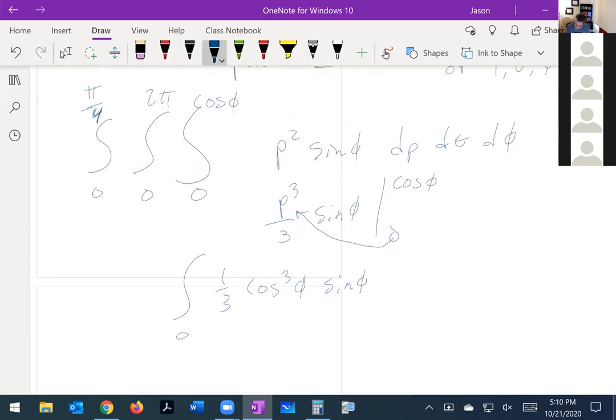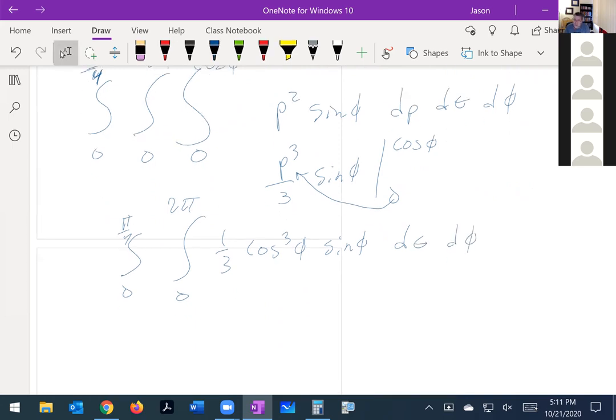Okay, so now we're going to integrate 0 to 2 pi and 0 to pi over 4, d theta d phi. Now we're going to integrate this with respect to theta. Well, there is no theta, so the whole thing is just a constant. Does everybody see that by integrating this on theta, I'm just going to multiply by 2 pi? Can I just go directly to the 2 pi multiply?